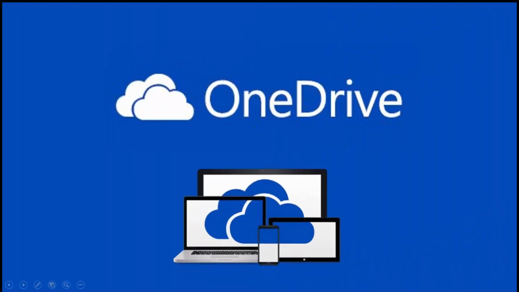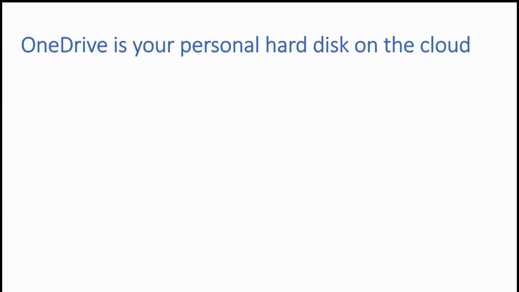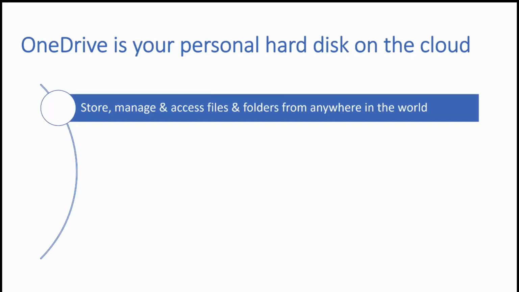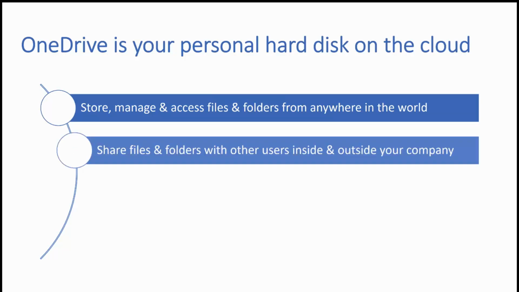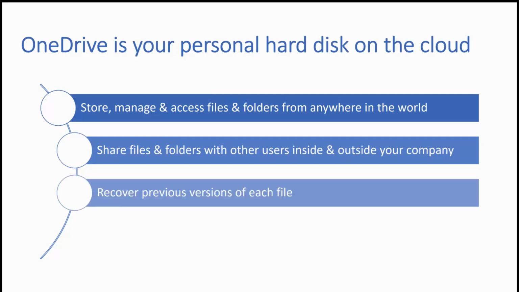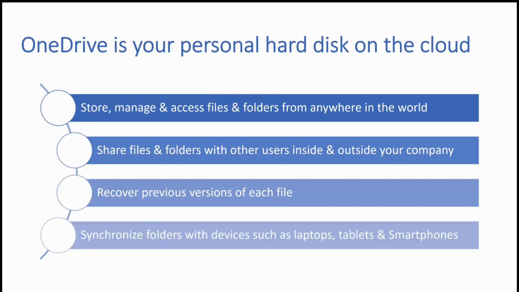What is OneDrive? OneDrive is your personal hard disk on the cloud, which means somewhere on the internet in the Microsoft IT centers. It allows you to store, manage, and access files and folders from anywhere in the world. You can share files and folders with other users inside and outside your company. You can recover previous versions of each file which have been modified by you or other persons with whom you shared the files. And you can synchronize folders with devices such as laptops, tablets, and smartphones for offline modifications.